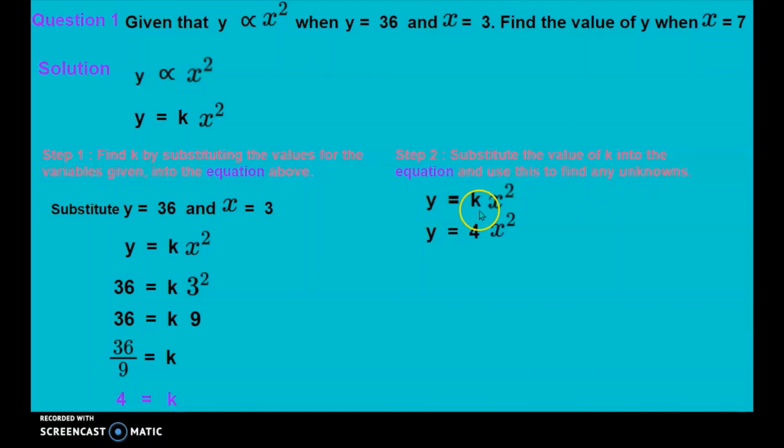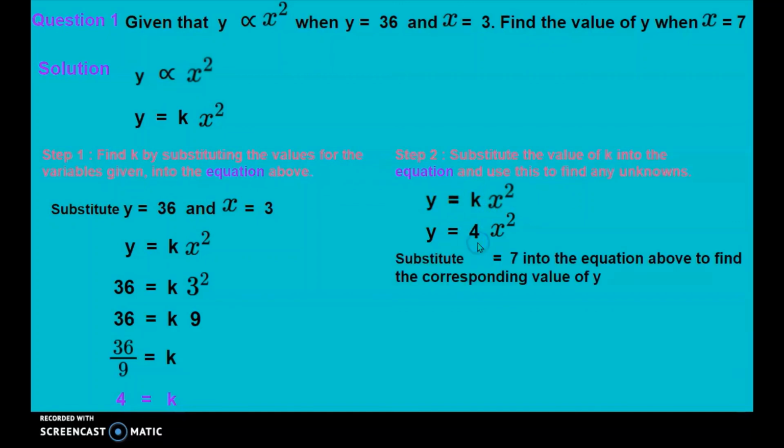We know y is equal to kx squared, so we're going to replace k with 4. Now we'll substitute x equals 7 into the equation above to find the corresponding value of y. Y is equal to 4 times 7 squared. 7 squared is 49. And now y is equal to 196.